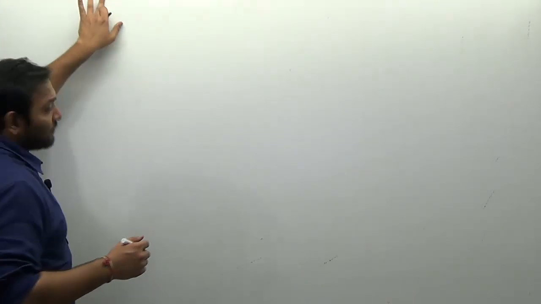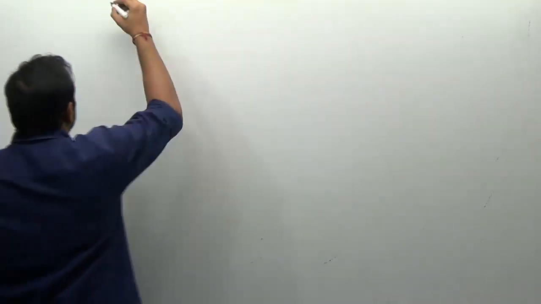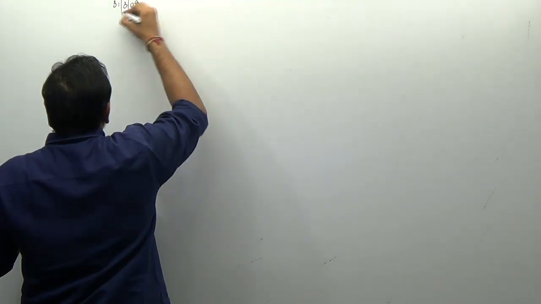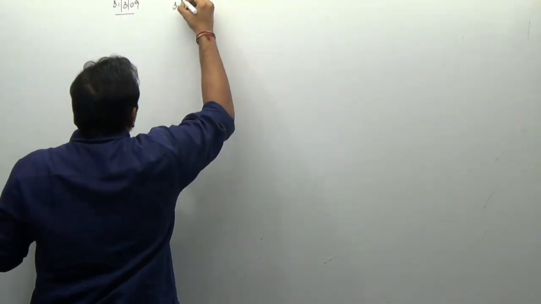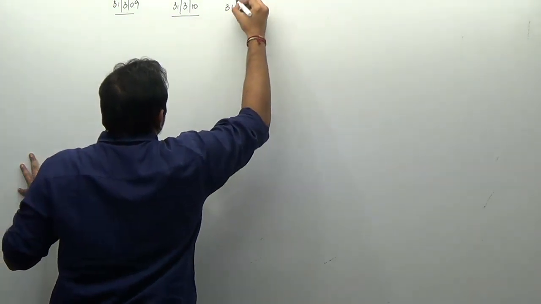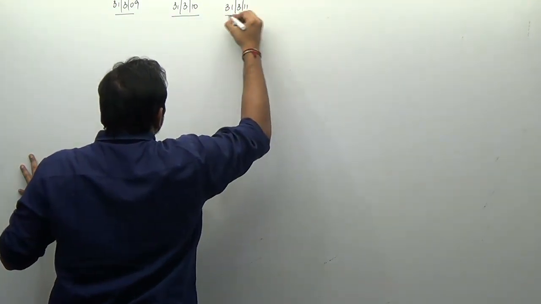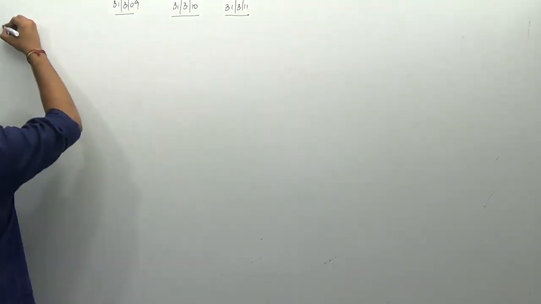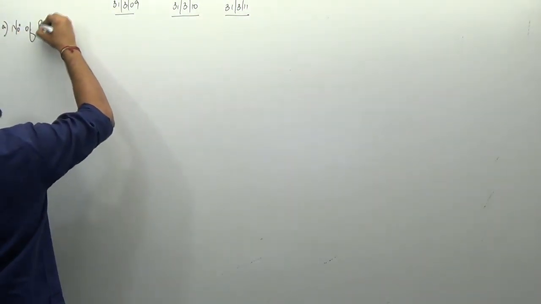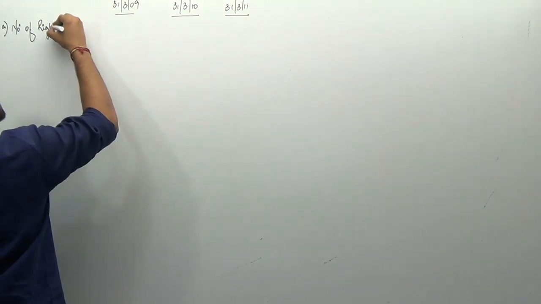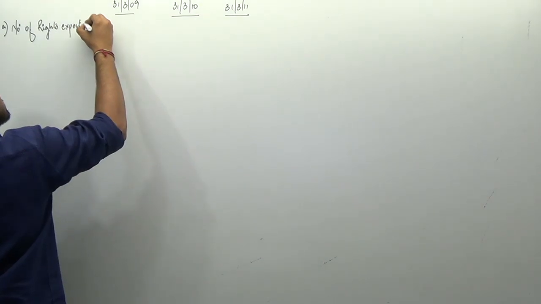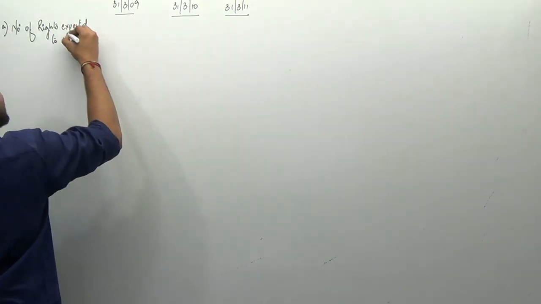One is the grant date, 1st April 2008. So what are the three balance sheet dates? 31st March 2009, 31st March 2010, 31st March 2011. Number of rights expected to vest.